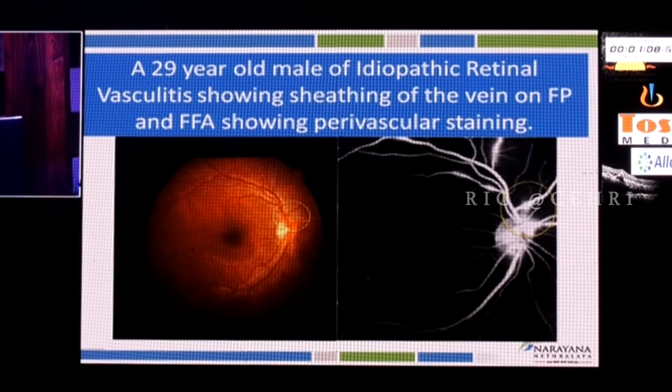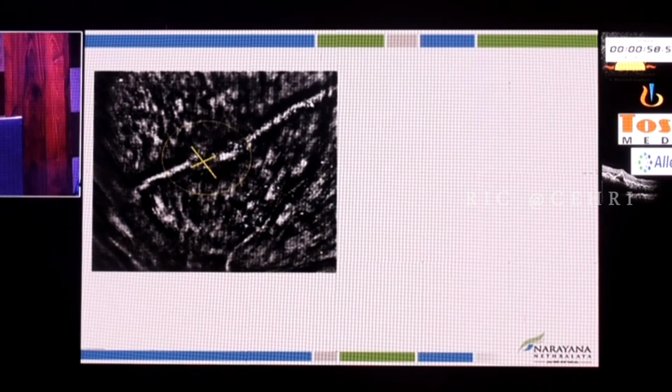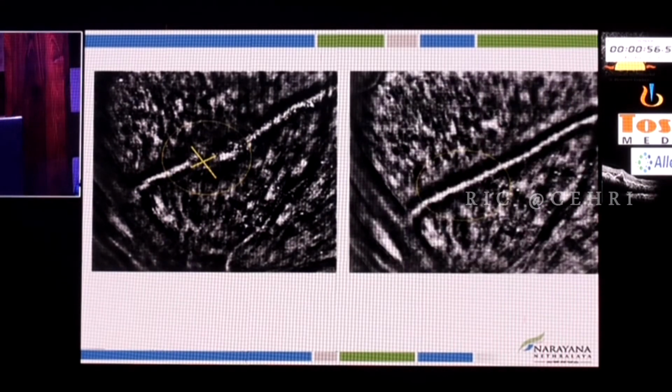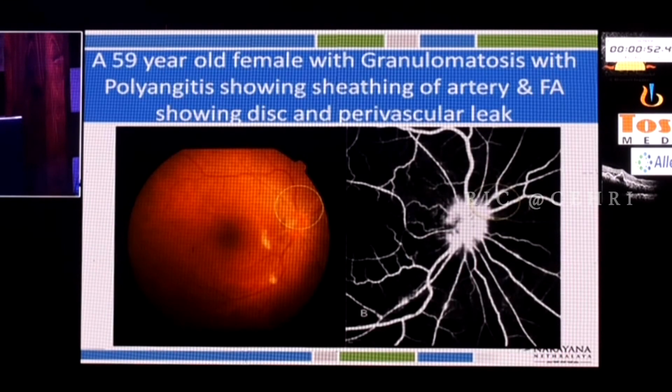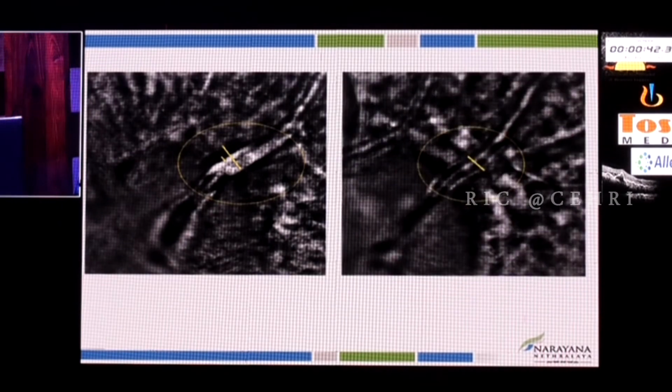The next case is a 29-year-old male with idiopathic retinal vasculitis showing sheathing of the vein on fundus photograph, and FFA shows perivascular staining. Here we could see the classical perivascular cuffing. Following treatment, there is a complete resolution of this pattern. The next case is granulomatosis with polyangiitis showing sheathing of the artery, and FFA shows perivascular leak, and we can see the classical parallel pattern of sheathing which completely disappears following treatment.